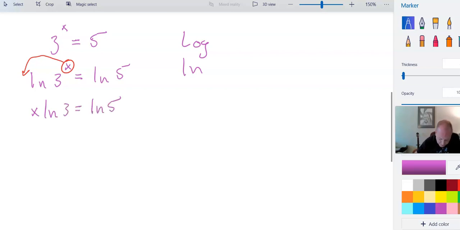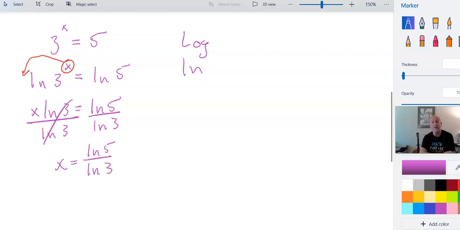Well, the natural log of 3 is just a number. So this is a number times x equal to another number. So all we have to do is divide by the number that's multiplying by x, which in this case is the natural log of 3. So that cancels out, and I end up with x is equal to the natural log of 5 divided by the natural log of 3. Now, here's the deal with these.